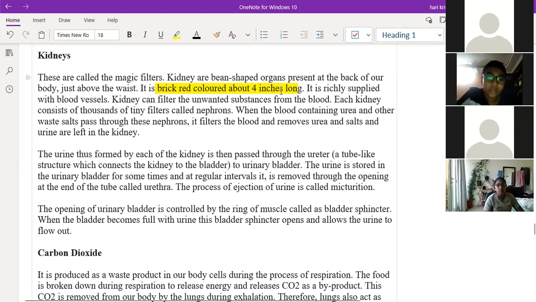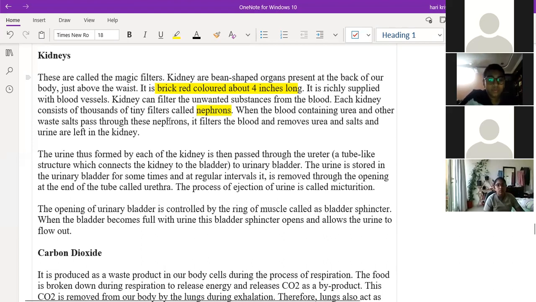Okay. So it is richly supplied with blood vessels. Kidneys can filter the unwanted substances from the blood. Each kidney consists of thousands of tiny filters. Then what is the filtering unit in the kidney? Nephrons. The tiny filters of kidneys are called nephrons. Nephrons are the main important things which filter the blood in the kidney, right? Sir, if they are damaged, the kidneys will be damaged. Yeah. So when the blood containing urea and other waste passes through these nephrons, it will filter the blood and remove urea and the salts.